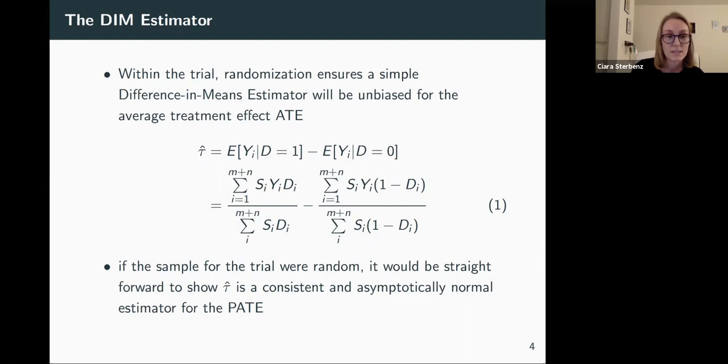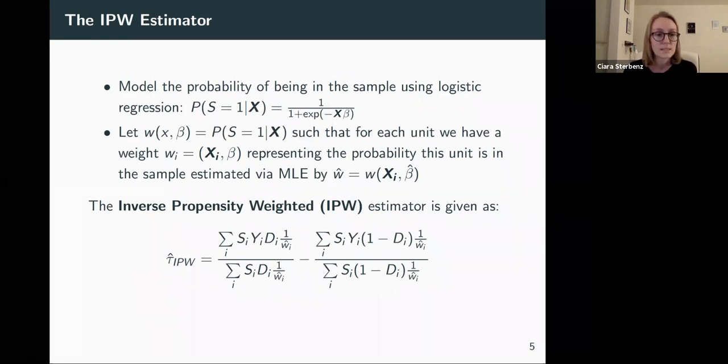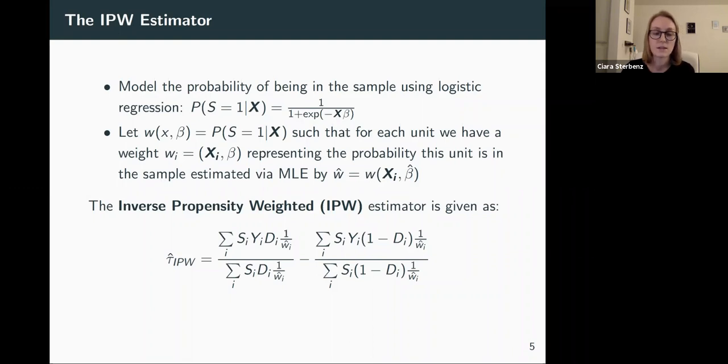Next slide, please. So the solution in this paper is to turn to the IPW estimator, which basically models the probability of being in the RCT sample using logistic regression, and then assigns weights for each unit based on that probability. So the probability that the unit ends up in the RCT sample.